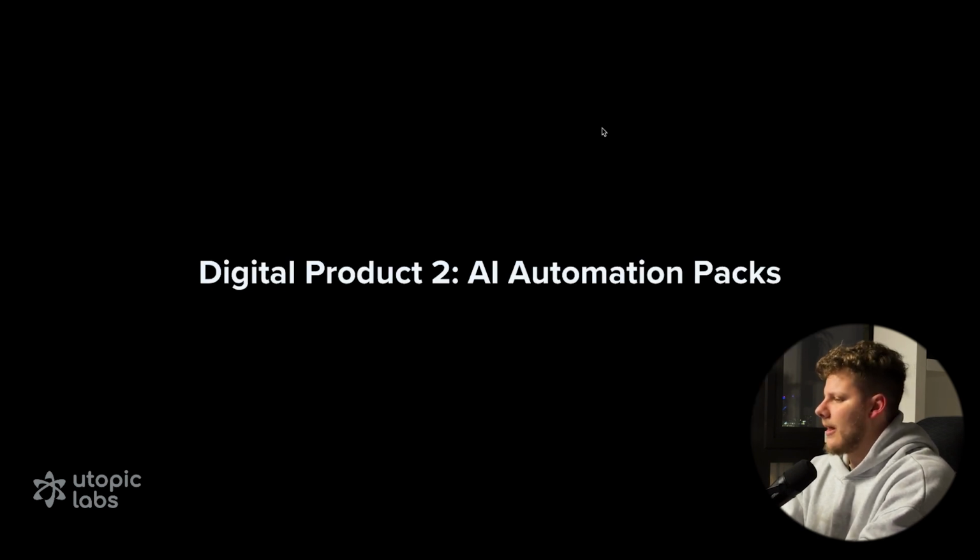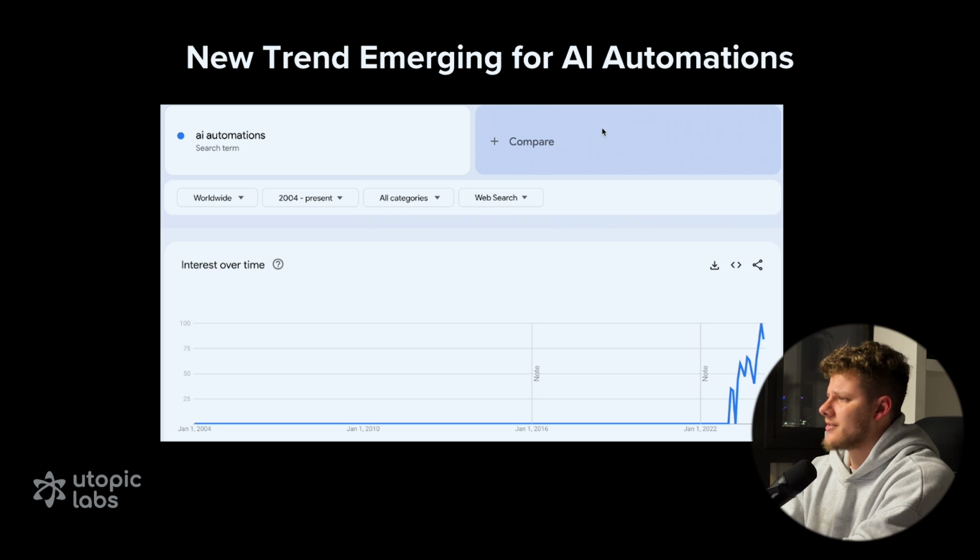Now, that was all for the first digital product, and now we're just going to move on to the second one, which is AI automation packs. Now, once again, I just want to set the scene and show you that this is a valid trend. This is happening now in 2024, end of April, right? So you will see that there is a trend in AI automation, and there is an increase in demand. There are more people searching for AI automations online.